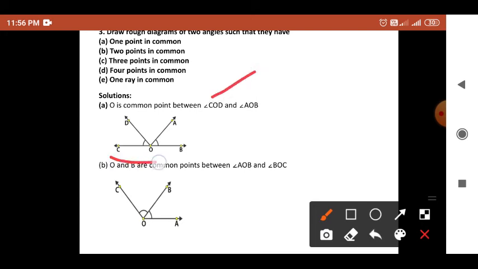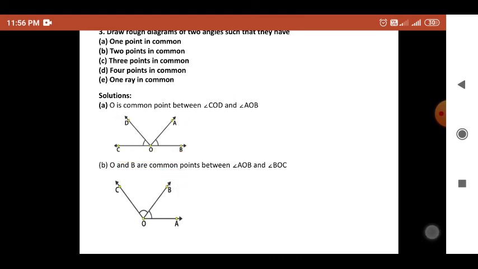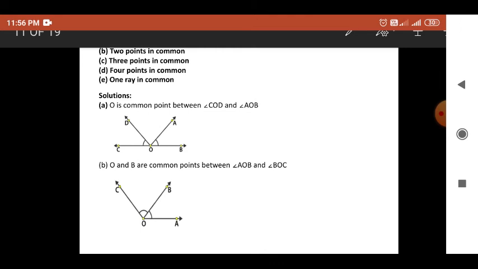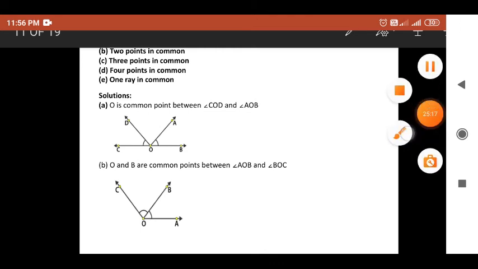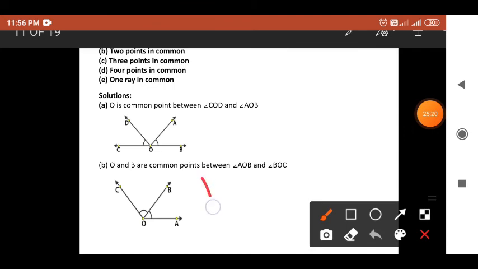See here, you can observe angle COD, one angle, and angle AOB, another angle. Which point is common? O is common. Here one point is common, that is O. And for two points in common, you have to draw an angle like this.